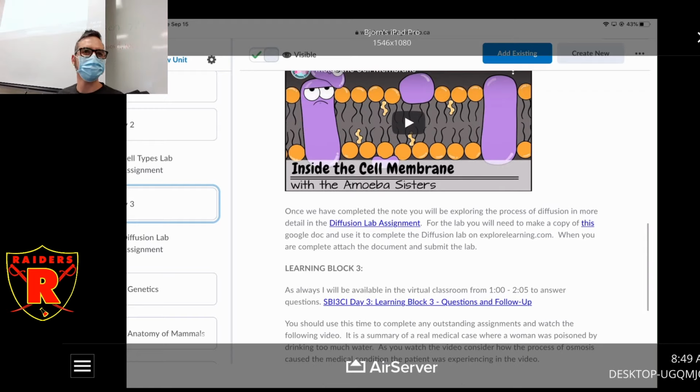And there is a second lab assignment, but we'll see how long the note takes. So we may or may not do that lab assignment today.